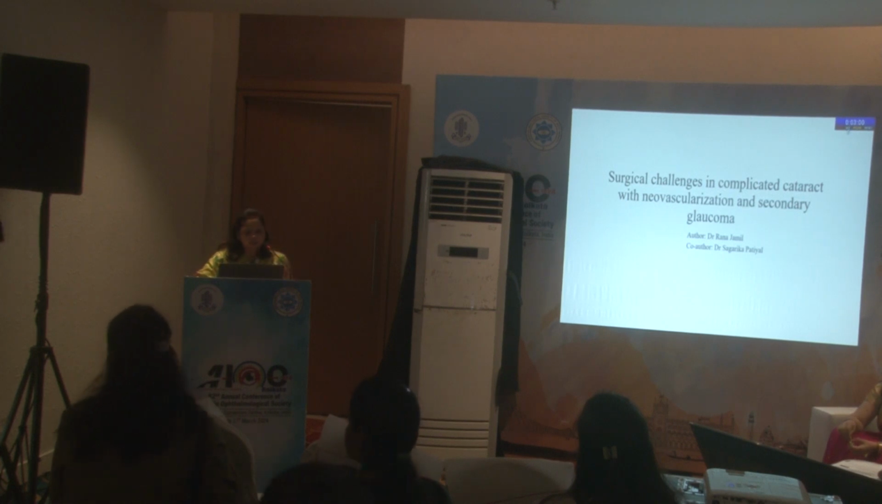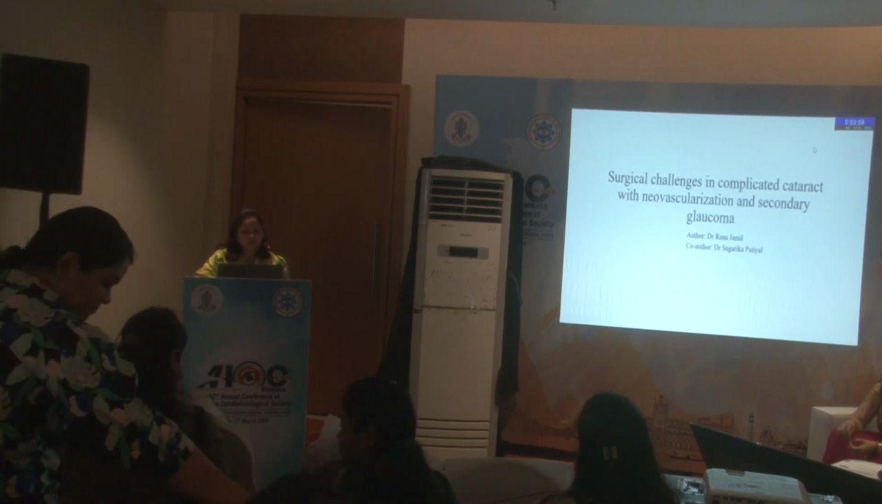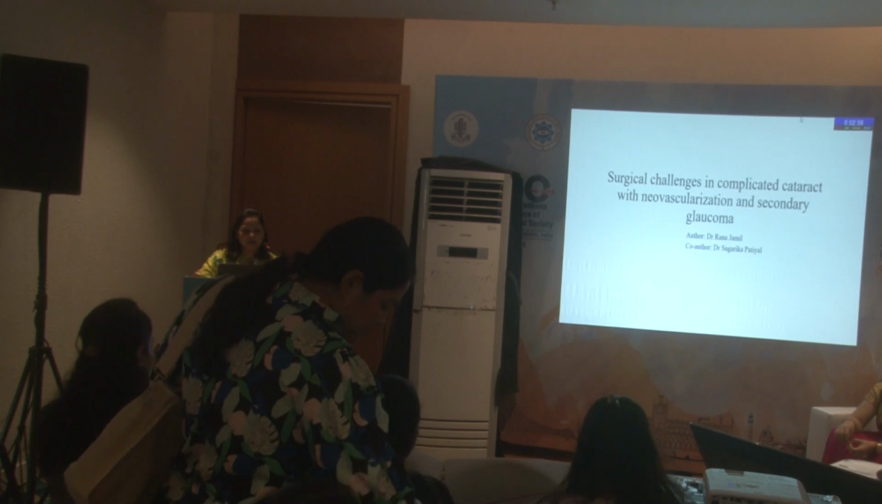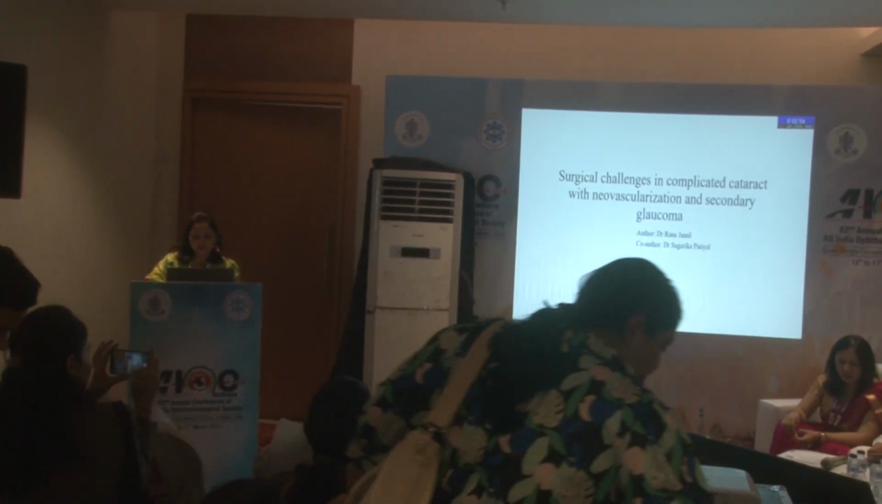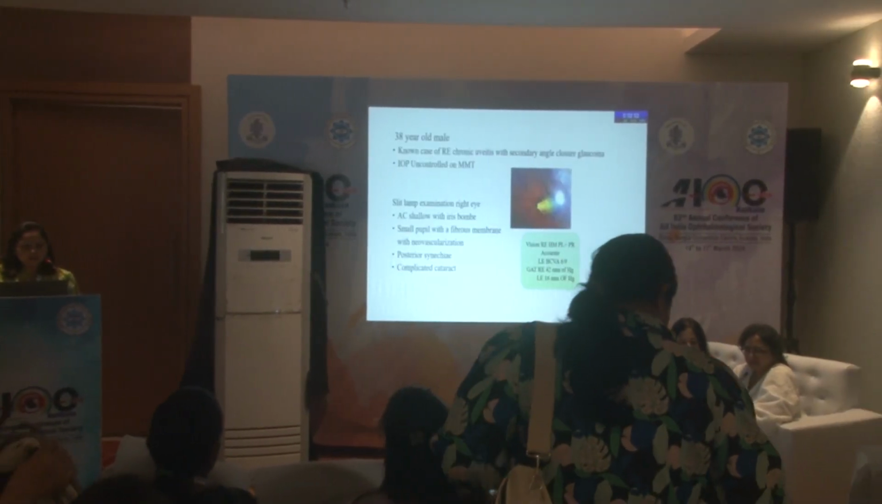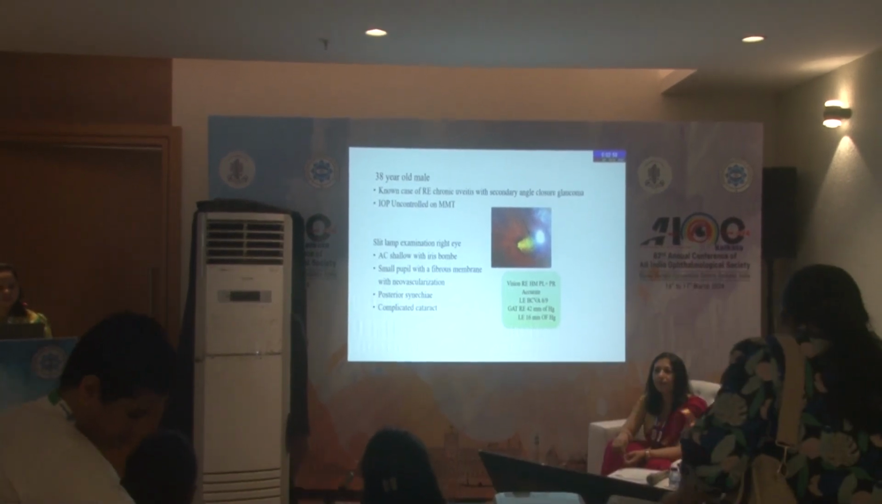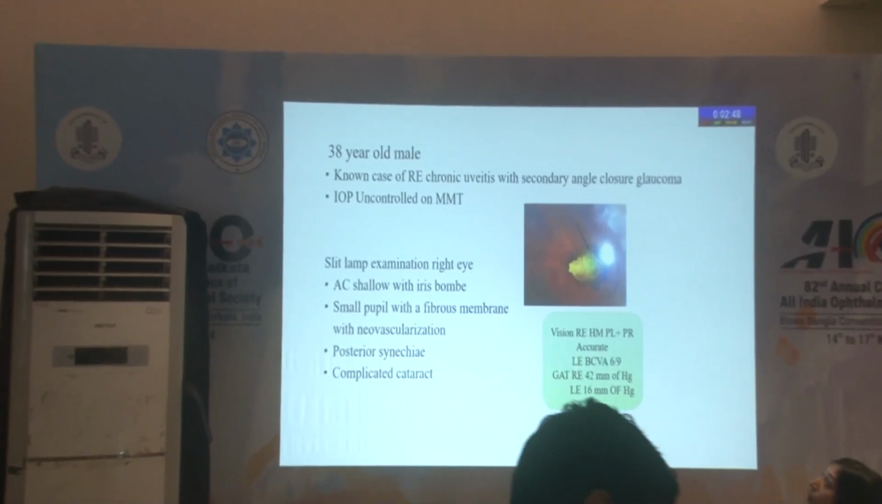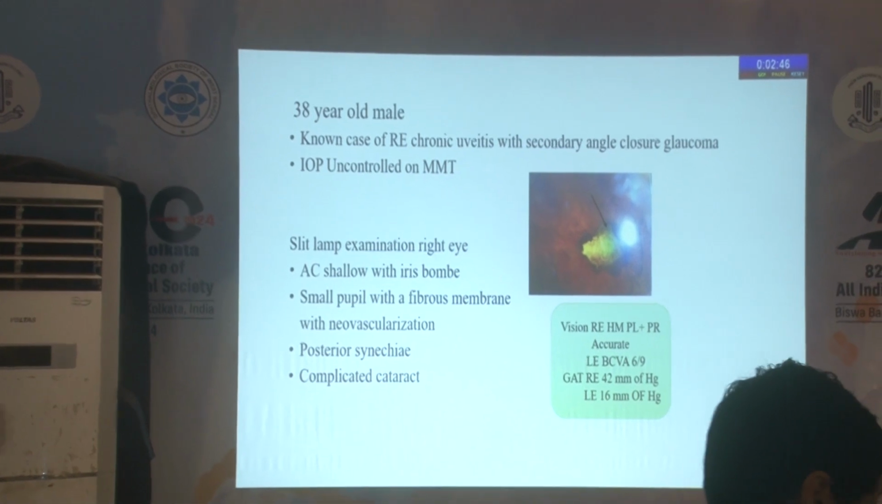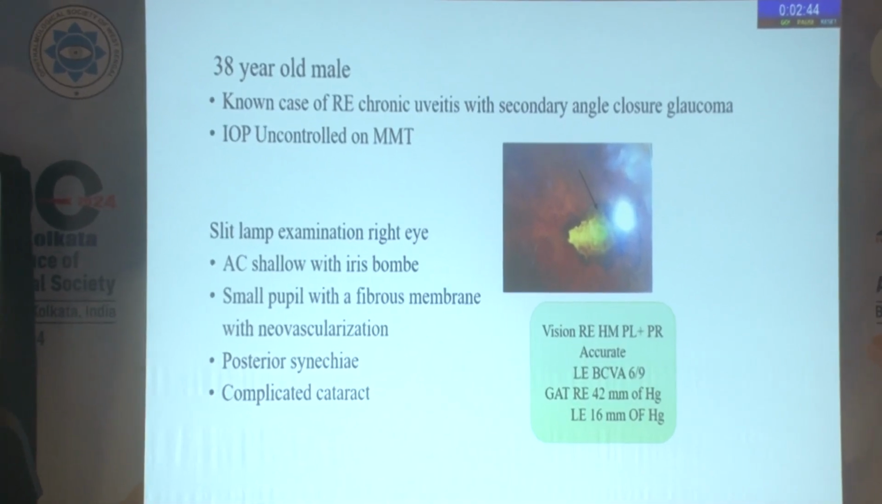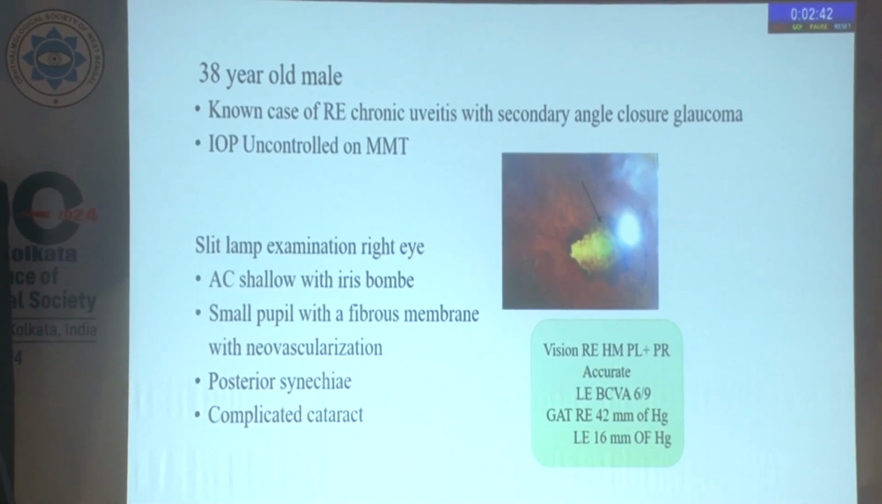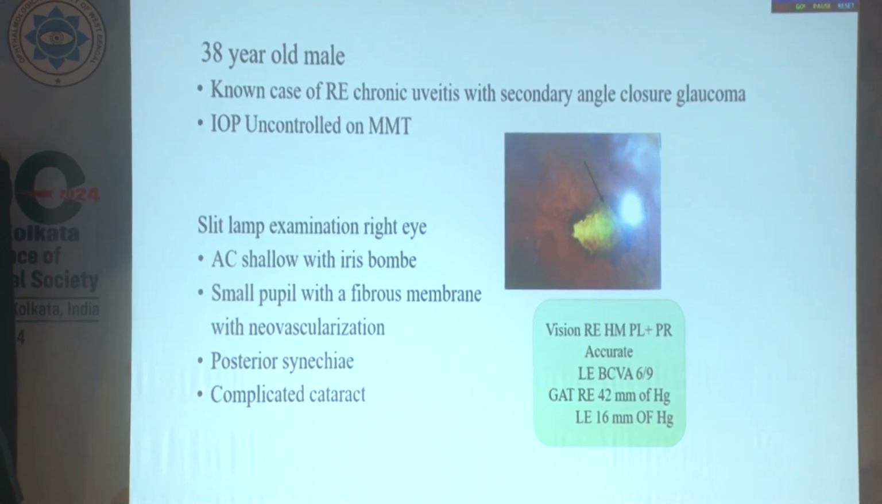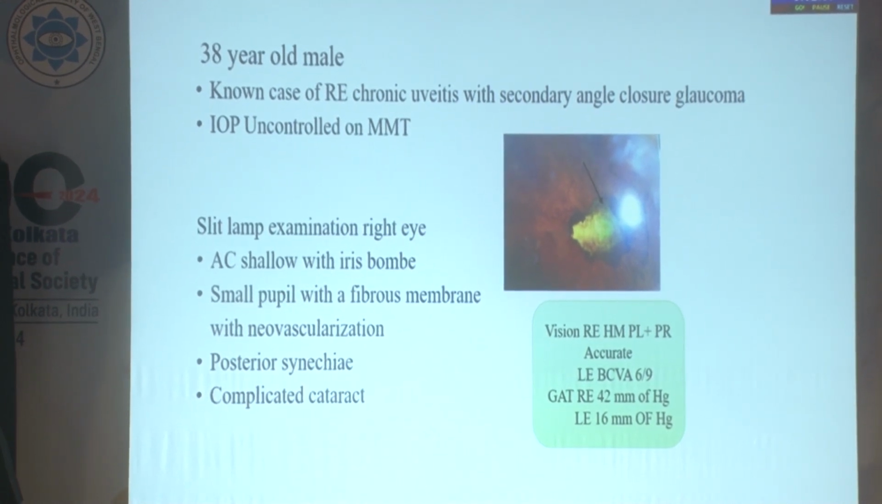Good morning, everyone. I am presenting an e-poster on surgical challenges in complicated cataract with neovascularization and secondary glaucoma. This is a case of a 38-year-old male who is a known case of right chronic uveitis with secondary angle closure glaucoma, presented with right eye visual acuity of hand movement and intraocular pressure of 42 mm of Hg, uncontrolled on maximal medical therapy.